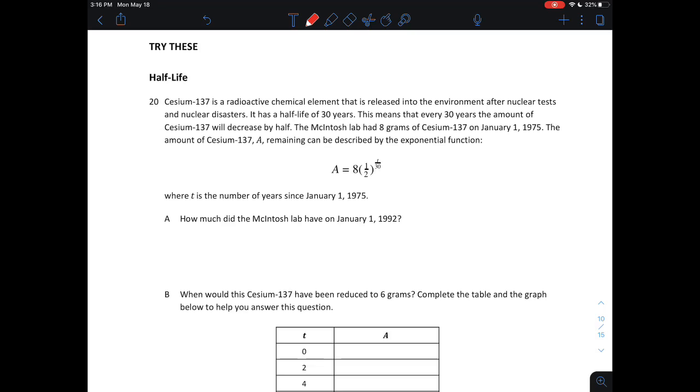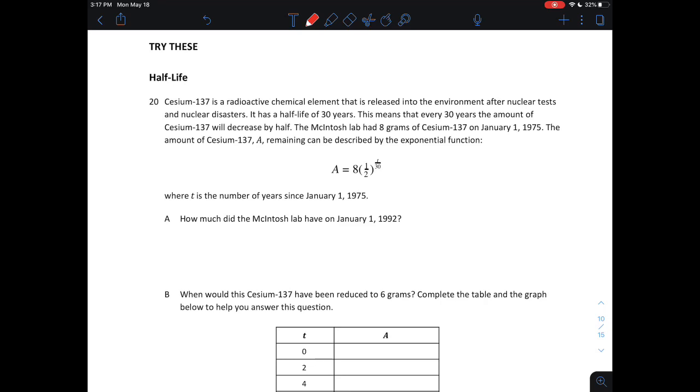This means that every 30 years, the amount of cesium-137 will decrease by half. The Macintosh lab had 8 grams of cesium-137 on January 1st, 1975. The amount of cesium-137, capital A, remaining can be described by the exponential function A equals 8 times 1/2 raised to the t divided by 30 power, where t is the number of years since January 1st, 1975. Part A. How much did the Macintosh lab have on January 1st, 1992?